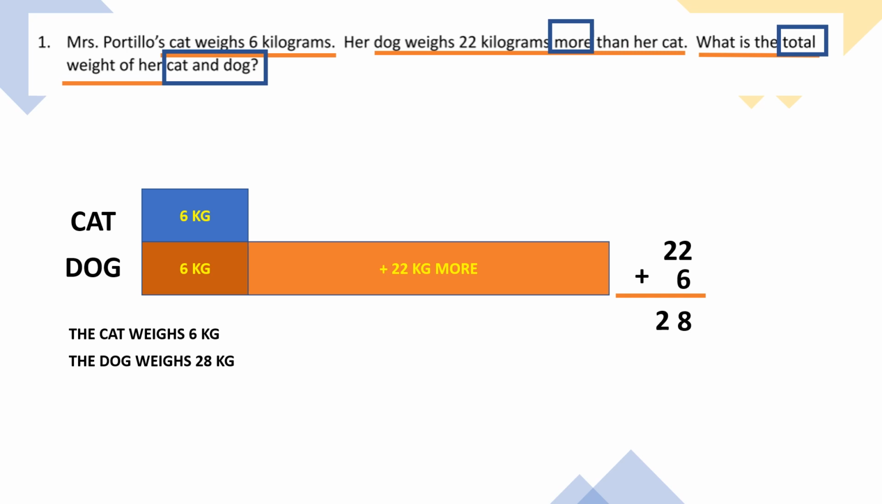Now we're not finished yet because it asked us what is the total weight of her dog and cat, so both together. So now we have to add the weight of the cat to the weight of the dog. And we write that down as 28 plus 6. Always remember to put that larger number on top.